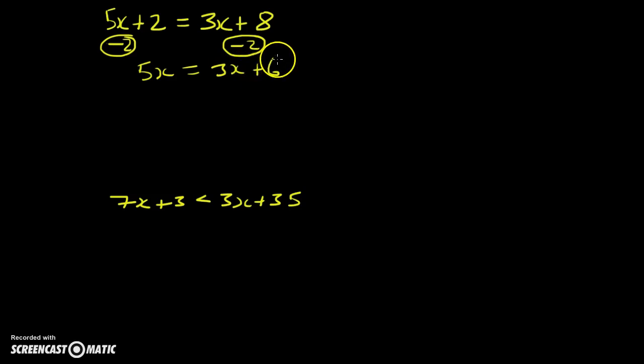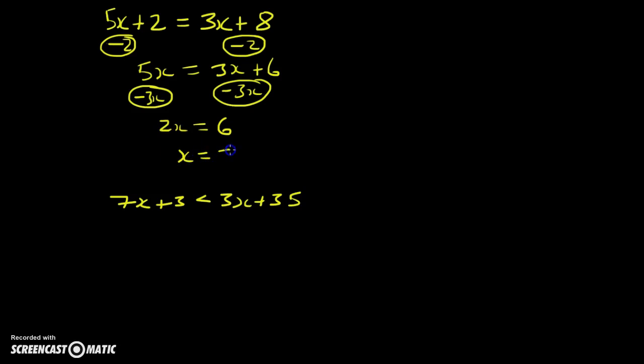Over this side we wanted our numbers on their own, so we've got to get rid of this 3x. That's a plus 3x, so the opposite, subtract 3x. 5x subtract 3x on the left hand side gives us 2x. 3x subtract 3x cancels out and leaves us with the 6. So x is one side, left hand side, numbers on the right hand side. So 2 multiplied by what gives us 6, x equals 3.